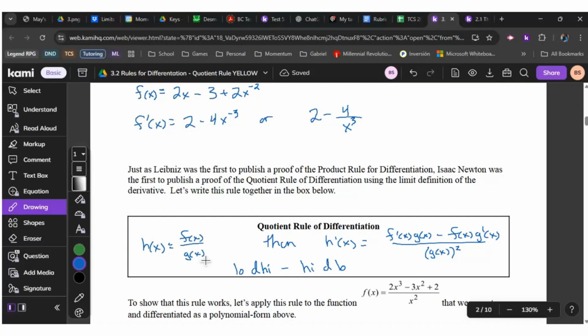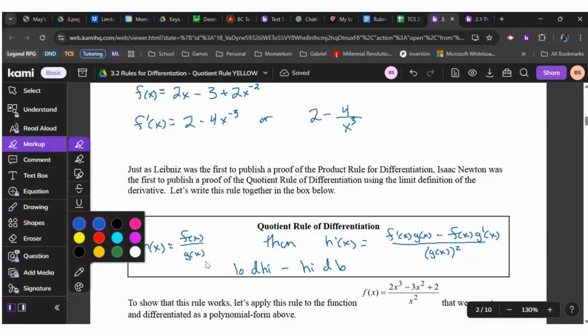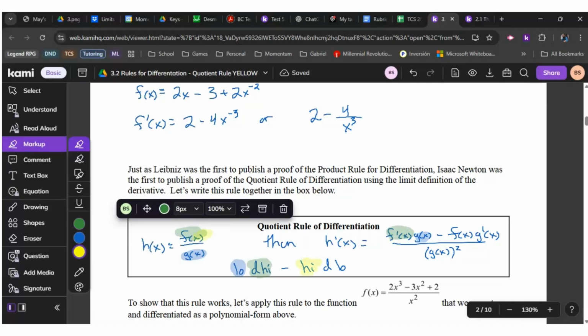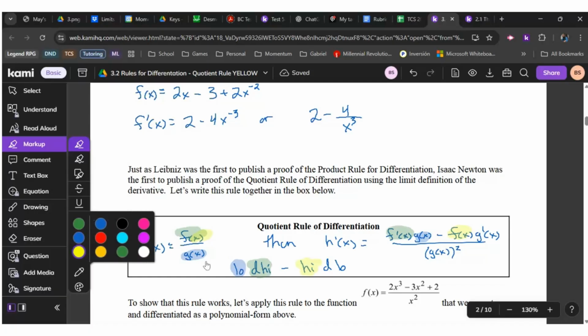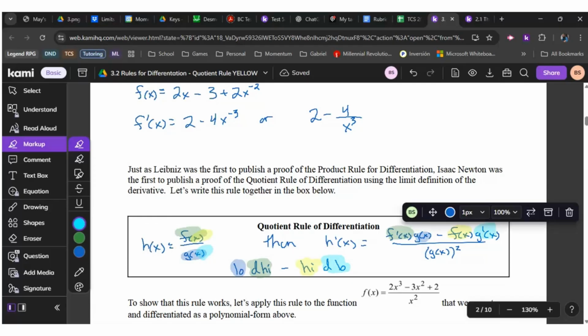So let's go through this. Ready? Low d high minus high d low. Actually, let's do it this way. Low d high, minus high d low, all over low squared. Right? Are you two okay? Just making sure.